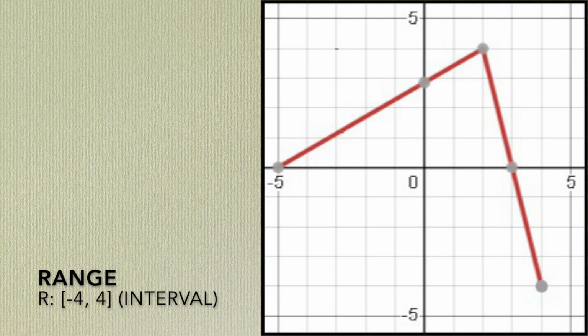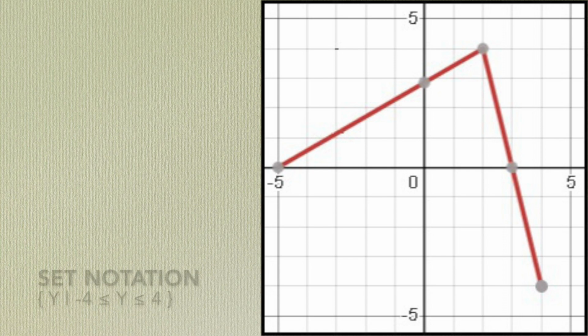Now, in set notation, this would be brace y, because this is the output, such that -4 is less than or equal to y is less than or equal to 4. And then we would close the brace.